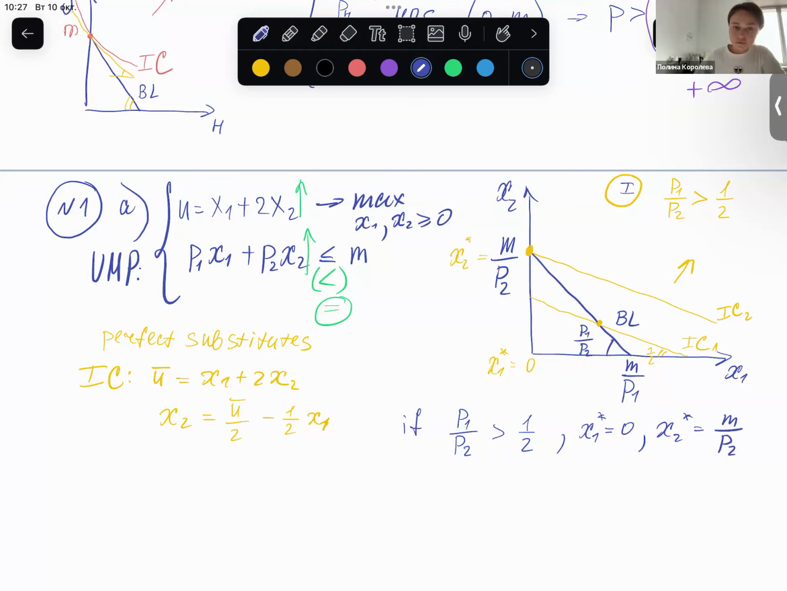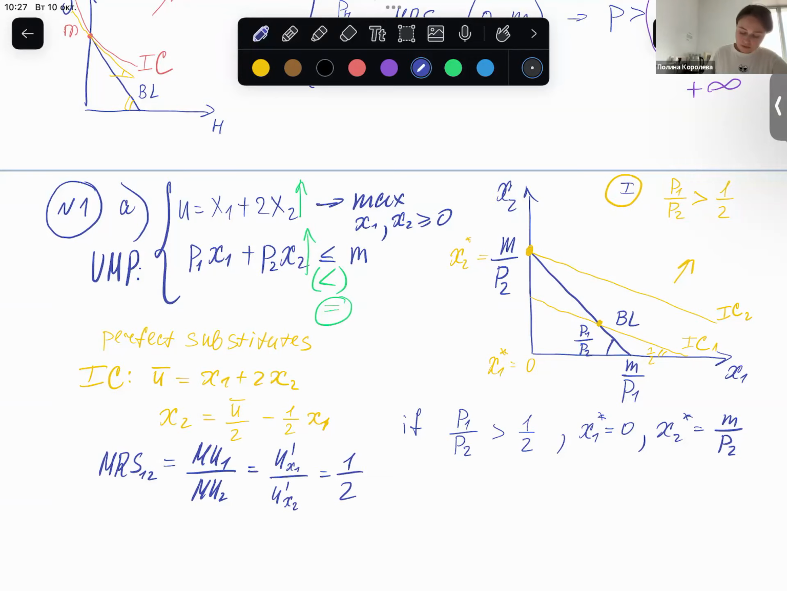What is 1/2? 1/2 is actually the marginal rate of substitution. You can check it one more time. The marginal rate of substitution of the first good for the second good equals the marginal utility of the first good over the marginal utility of the second good. These are partial derivatives by x1 and by x2. And you see that this is 1 over 2, 1/2, the slope of the indifference curve.